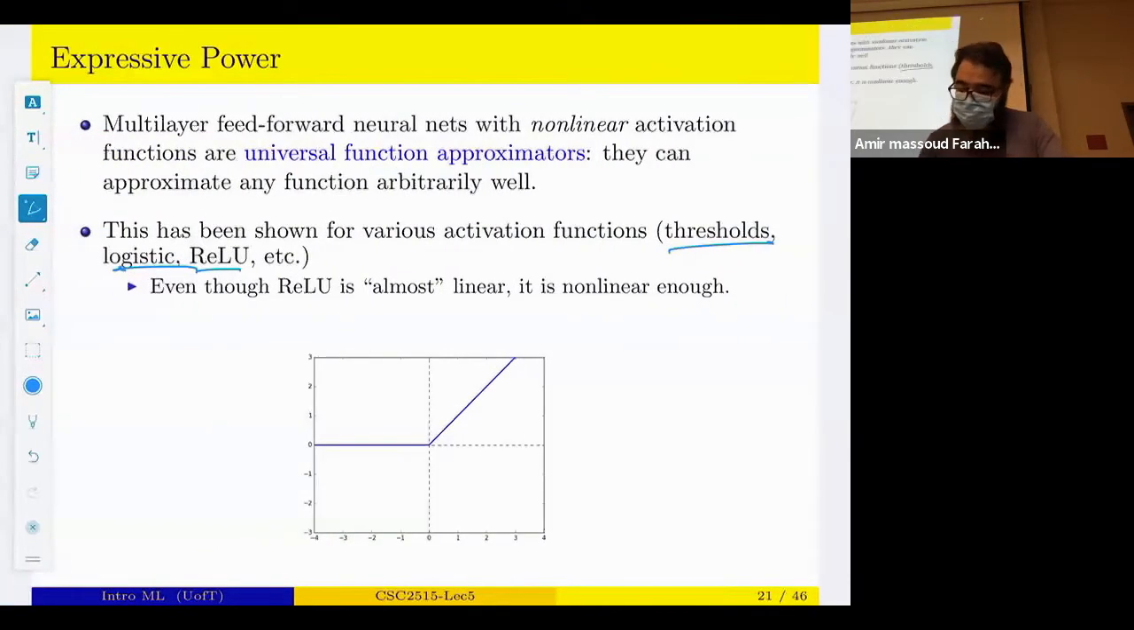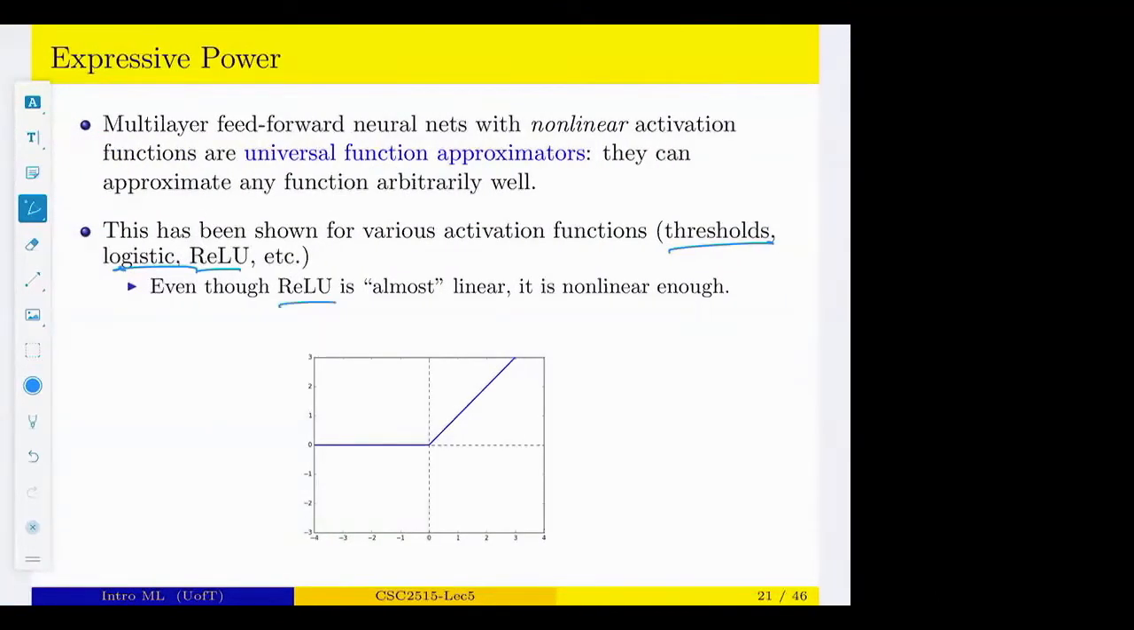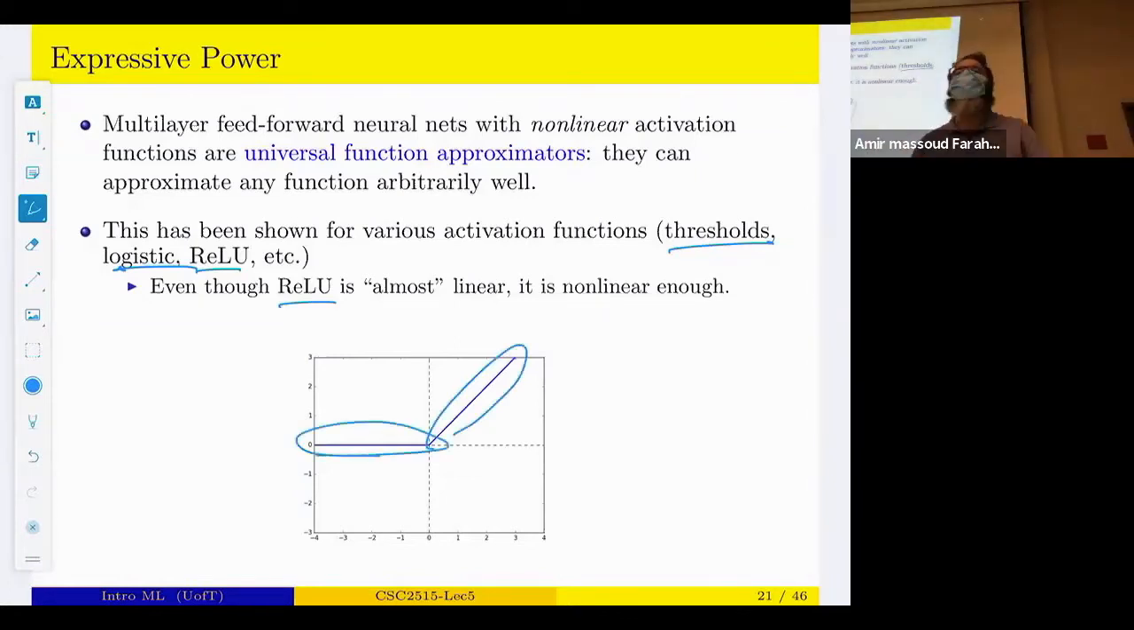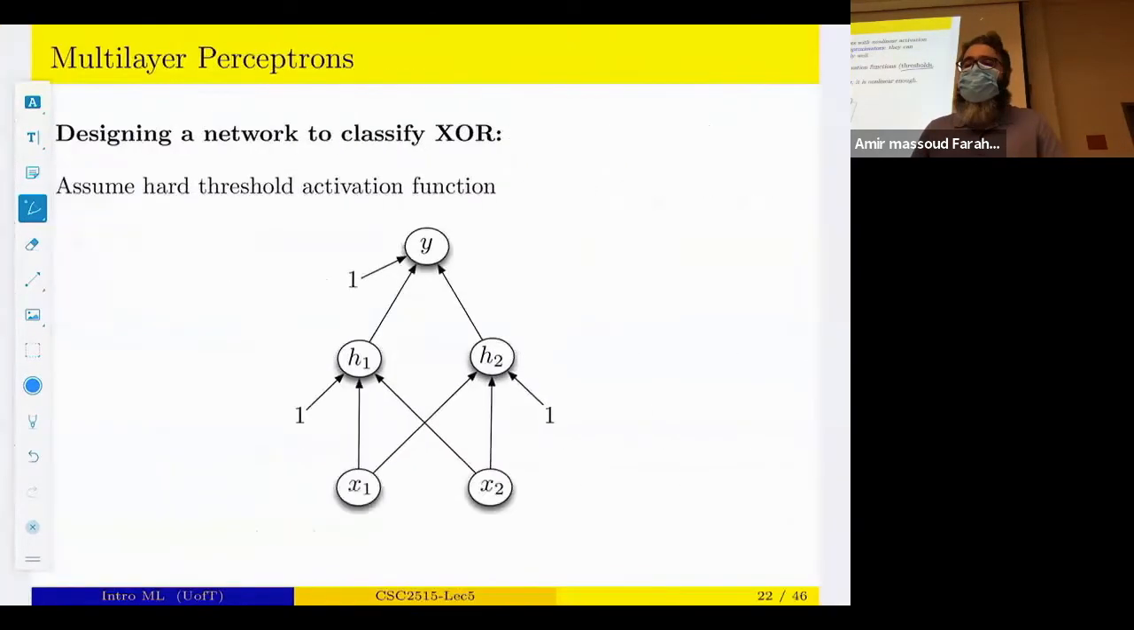And this is even true for ReLU, which is almost linear. Both parts of it are linear, but there is a nonlinearity, so the whole activation function is nonlinear.